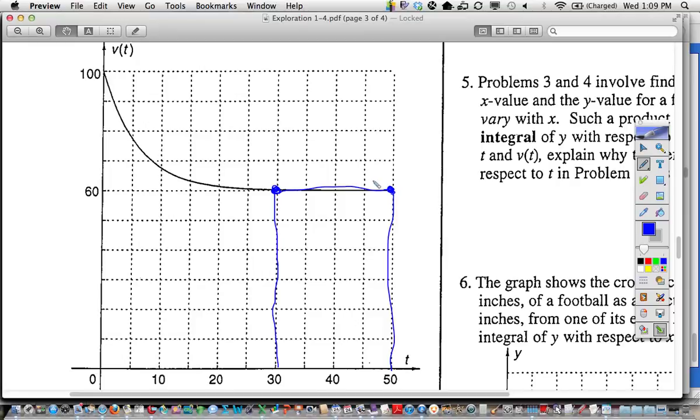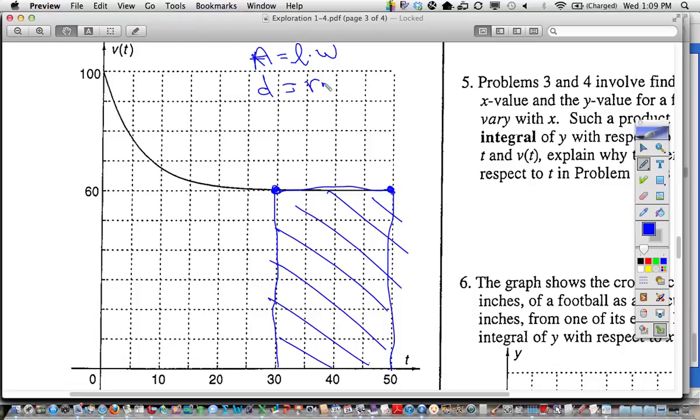Now, for some of you, if you hadn't been in physics, this would be a new thought. You would not have thought of looking at a graph and calculating this area. But if you think about it, area equals length times width, distance equals rate times time. Those are actually, in this case, the same equation.